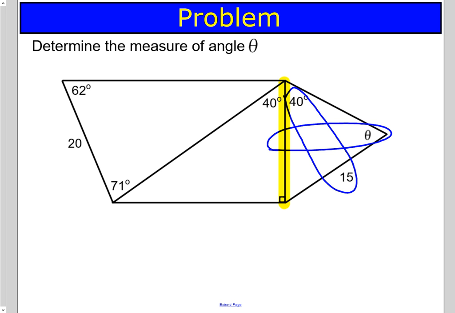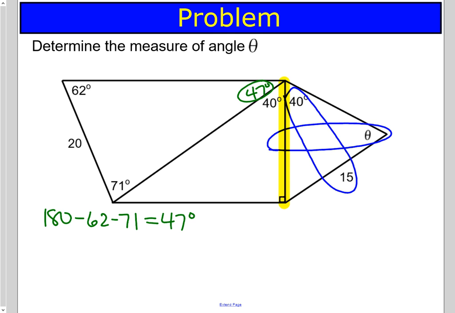And this is where you're going to have to find other pieces of missing information first before you can get to what you need. So to start with, I'm going to find this missing angle up here simply by taking 180 minus 62 minus 71, and I get 47 degrees. So the angle up here is 47 degrees.